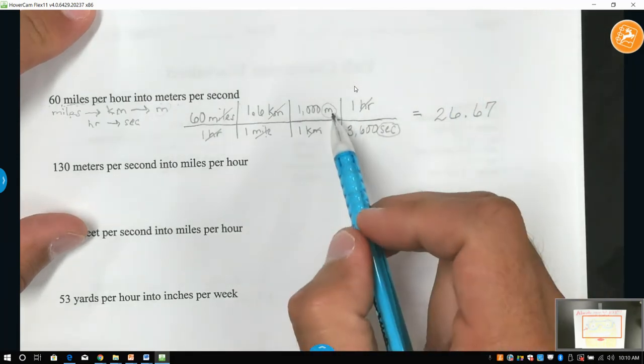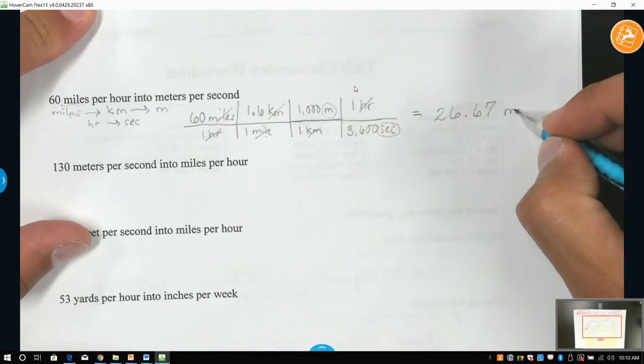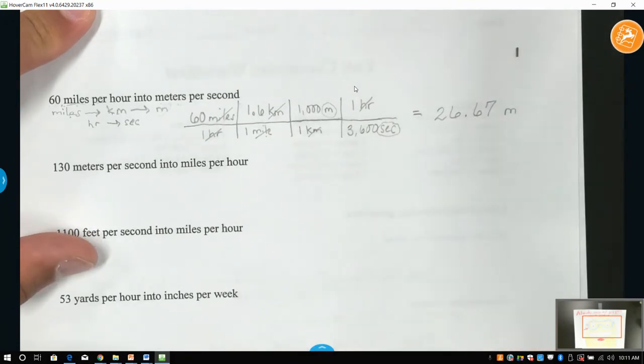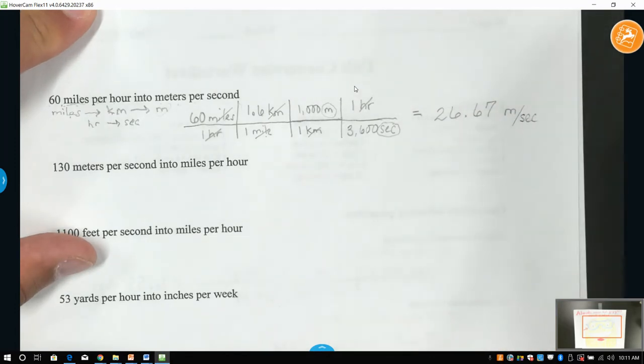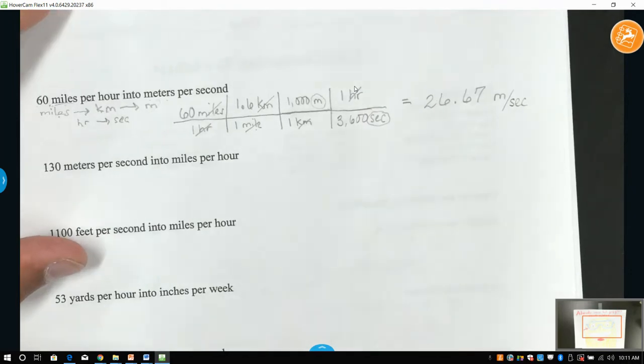What would my unit be? I circled this guy on top, so it's meters. And since this guy is underneath, we give it a little slash and seconds. You can write the full word out or write m/s. Either way is fine.